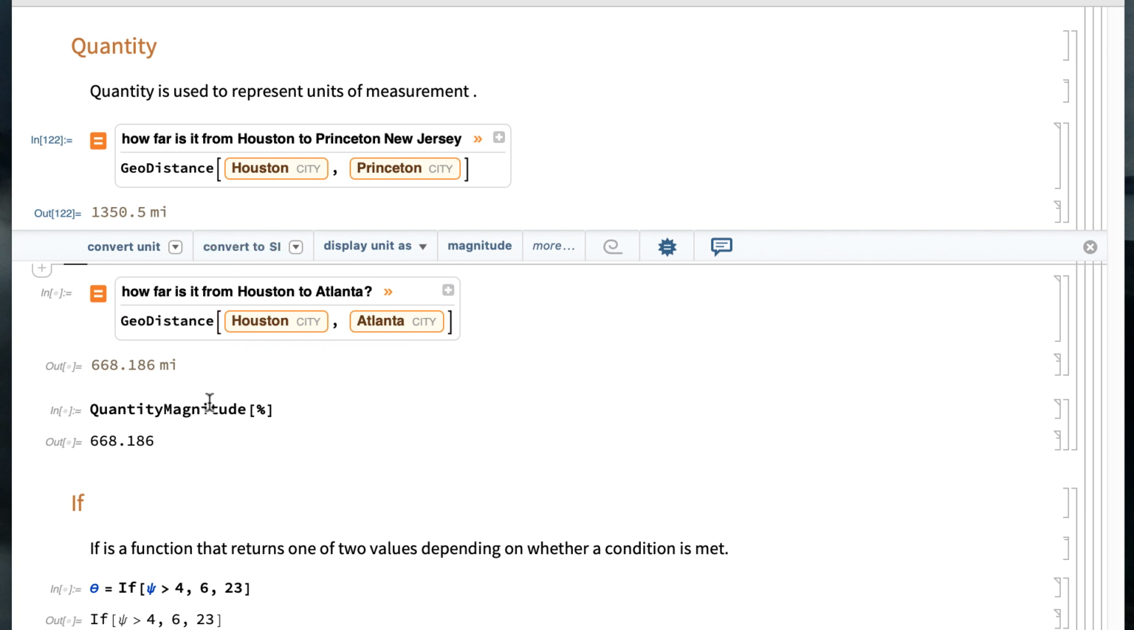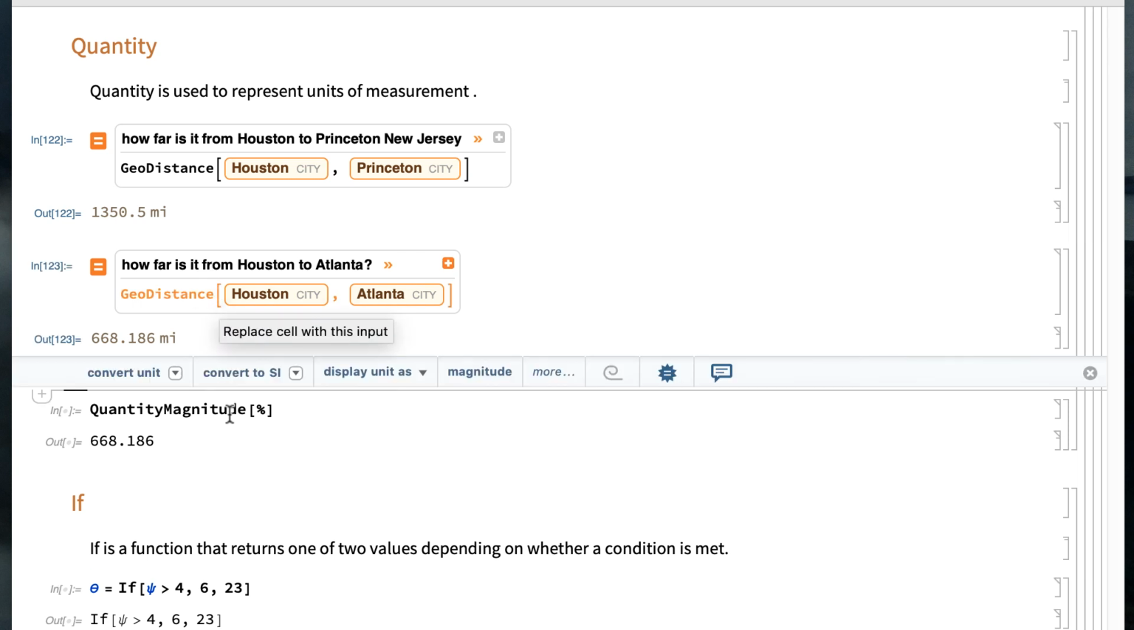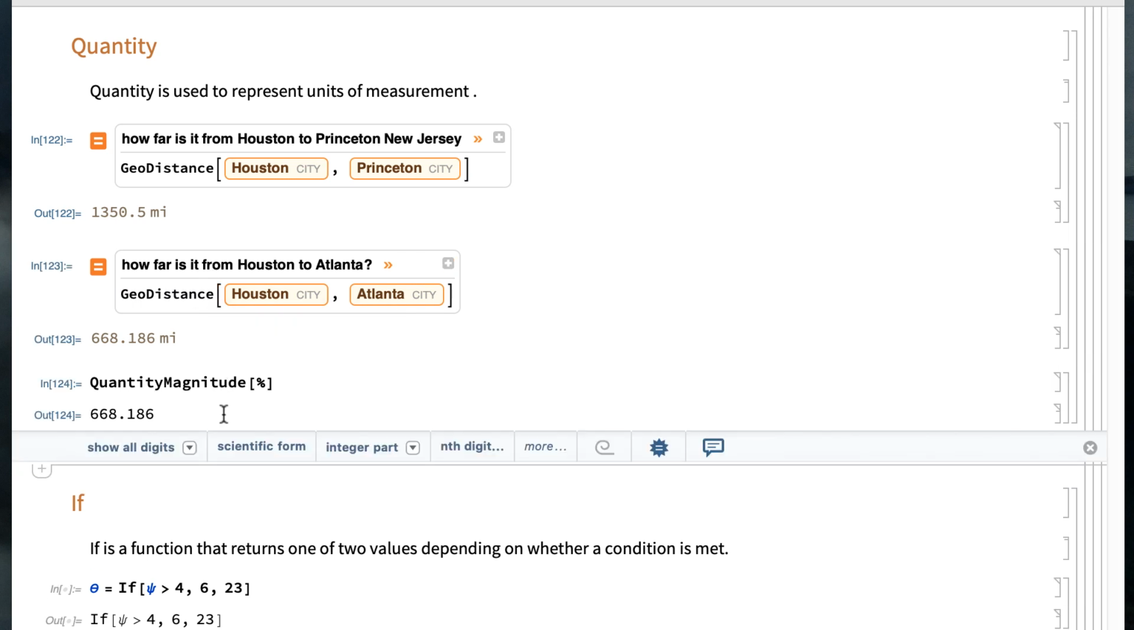So supposing I just want the number, here we'll reevaluate this. And supposing I just want the number, that's quantity magnitude. So you can have units in Wolfram language, which is very useful.